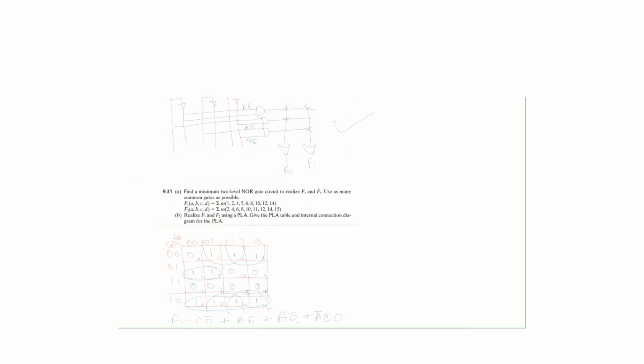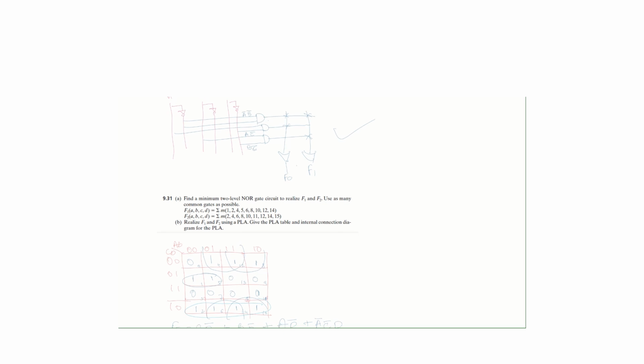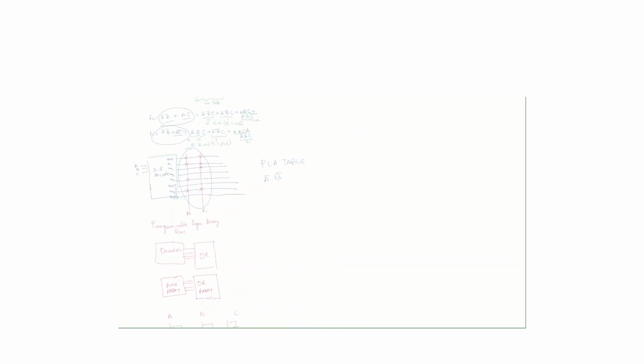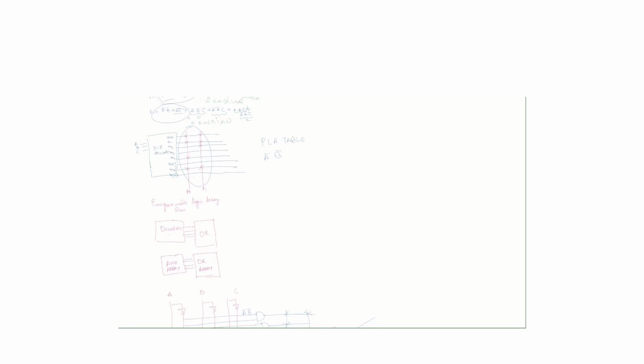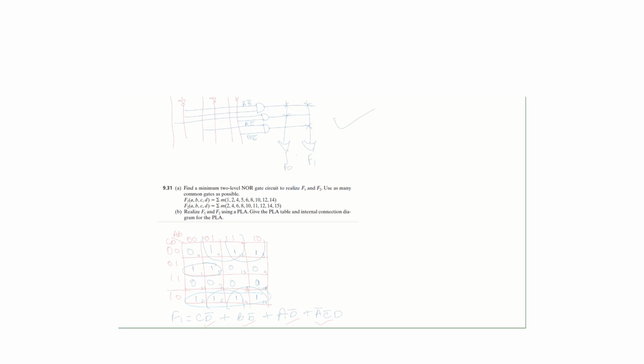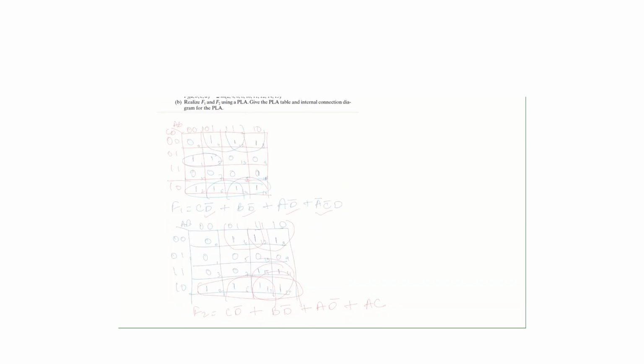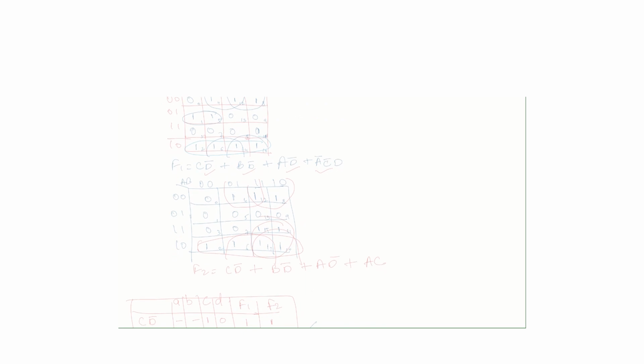And if you are asked to do the ROM implementation for, let's say, F1 and F2, you just have to take the decoder outputs from M0 to M15, and then just mark all the terms that are mentioned inside, 1, 2, 4, 5, 6, 8, 10, 12, 14. Just cross those, and that will be your ROM diagram. Okay, thank you.